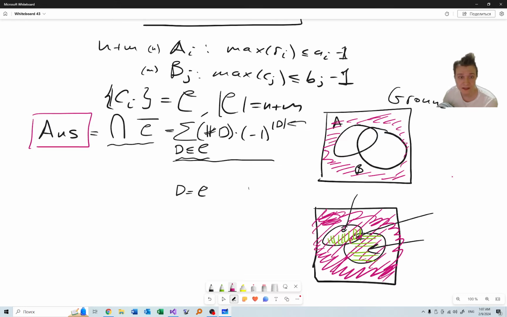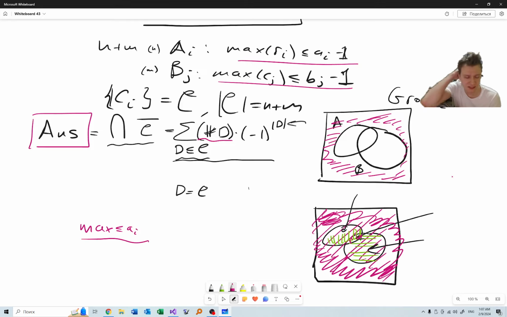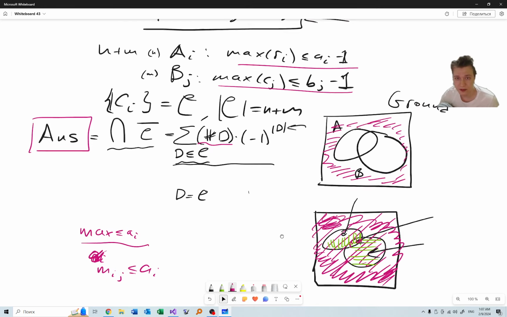The nice thing is that these conditions which we chose are also of the type that some maximum is at most a number. And the fact that some maximum is at most a number can simply be rephrased as each number matrix ij being at most this number. That's it. You don't need anything else. So that's it actually.